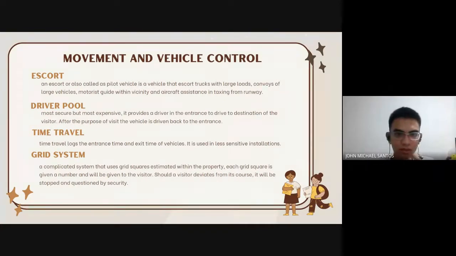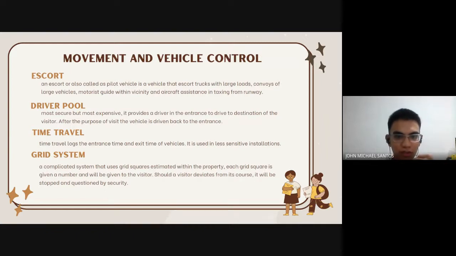Movement and vehicle control. It is a concept of security wherein it monitors the traffic within the vicinity of the property. It also supervises the movement of people, goods, or vehicles to ensure safety. Here are the parts of movement and vehicle control. First is escort. It is also called a vehicle pilot. An escort is a vehicle that assists trucks with large loads and convoys of large vehicles to their destination. Some motorists guide within the vicinity, and aircraft assistance in taxiing on the runway.